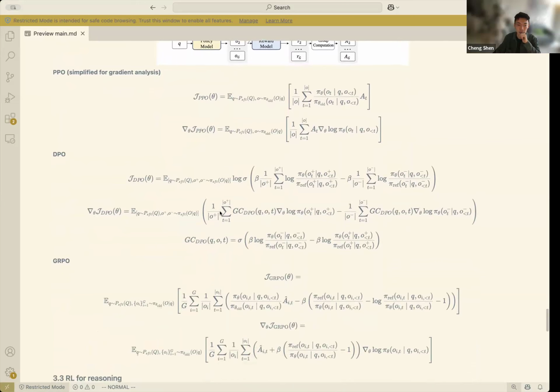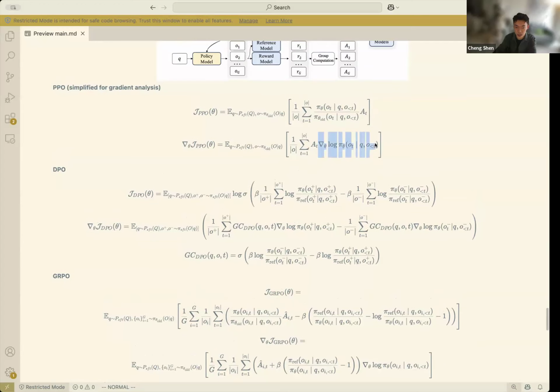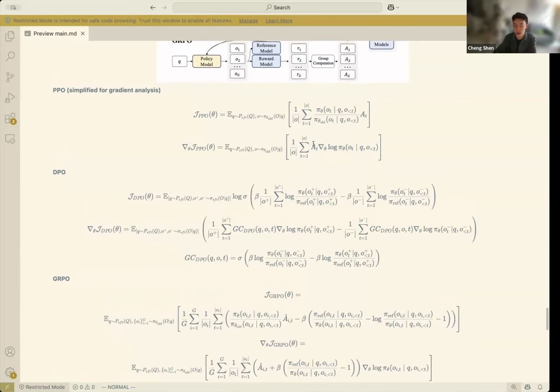And so here I listed out the J function, the reward over the trajectory, and also the gradient of it for PPO, DPO, and GRPO. This is actually also covered in the GRPO paper, where they pointed out a very interesting relationship between these three. Although they have different definitions, if we look at the gradients, usually they follow the form of the gradient of the log policy times some coefficient. So in PPO, we have the gradient times the advantage function.